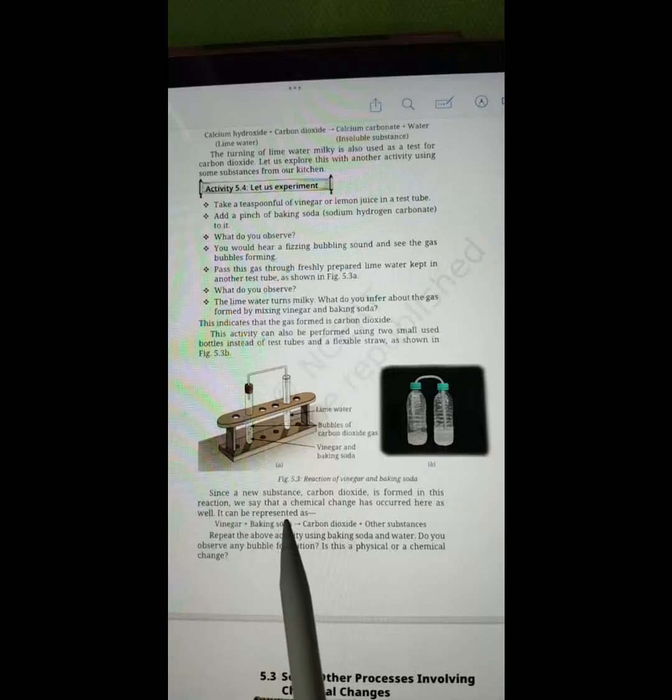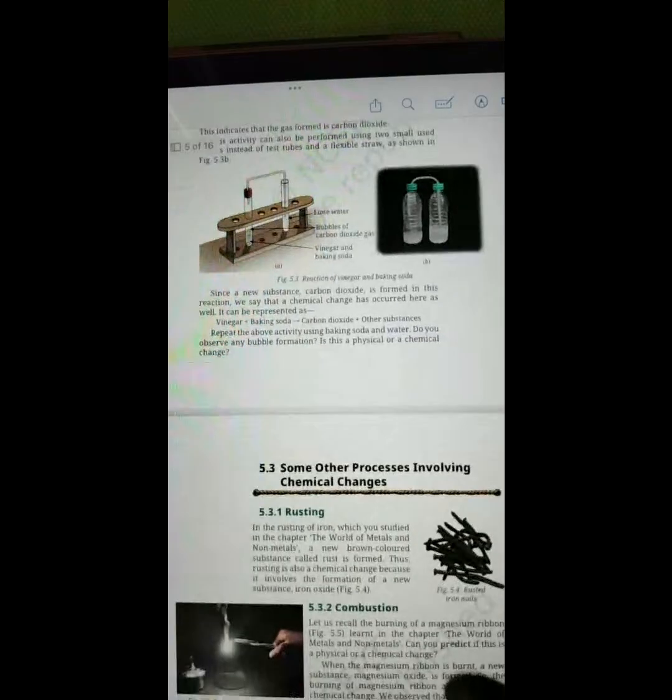Since a new substance, carbon dioxide, is formed in this reaction, we say that a chemical change has occurred here as well. It can be represented as vinegar plus baking soda forming carbon dioxide and other substances. Repeat the above activity using baking soda and water. Do you observe any bubble formation? Is this a physical or a chemical change? So in case new components are formed in the chemical reaction, it is always a chemical change.